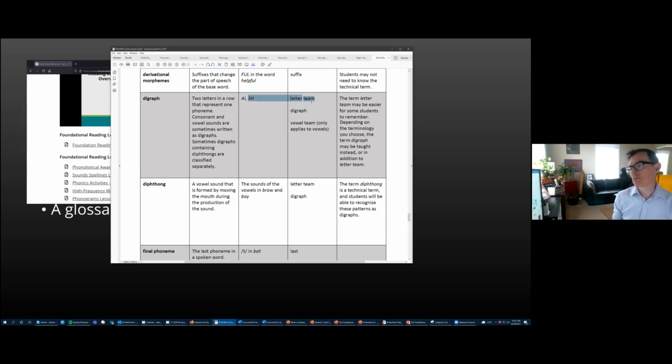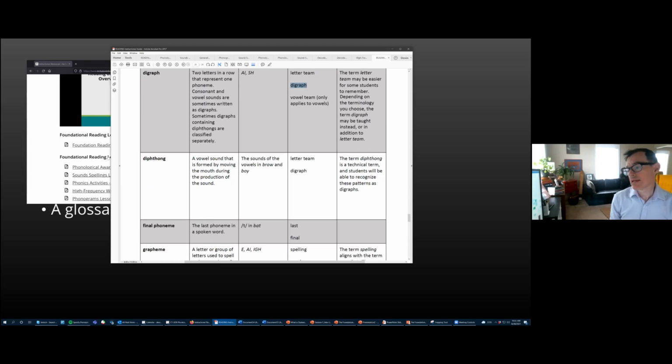And for those of you who don't know what I mean by that, a letter team is 2 letters that say 1 sound. It's also called a digraph. And that includes things like SH here or AI. An associated one is a diphthong. So a diphthong is a sound like in brow or boy. And often you can teach kids the word diphthong, but I don't think that's necessary. I only know of a couple of programs that do that. I think it's confusing. And so people often call that a letter team or call that a digraph. I would not recommend calling it a diphthong. I think that would be confusing, but some people do that. I definitely wouldn't recommend it.